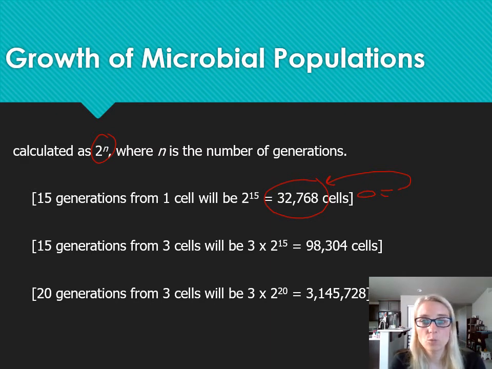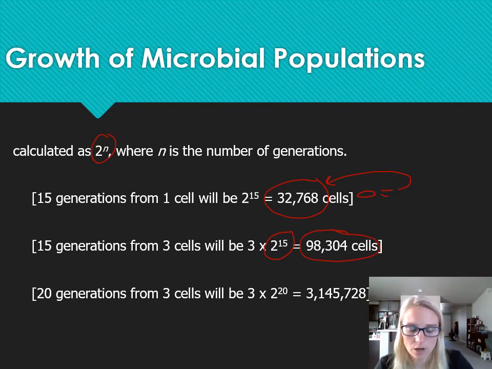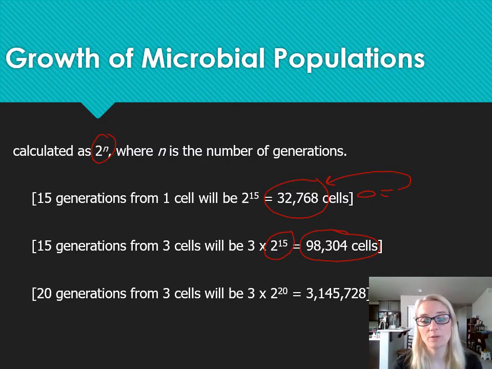But very rarely do we have just one cell. So what if you tracked 3 cells? Well, you can do the same thing. You do your exponential function first, 2 to the 15, for each cell that you start with, times 3, right? So with an hour-long generation time, 3 cells in 15 hours gets you almost 100,000 cells, 98,304 cells. Let's just add 5 more generations. From those 98,000 cells, let's just let them run for 5 more binary fissions.